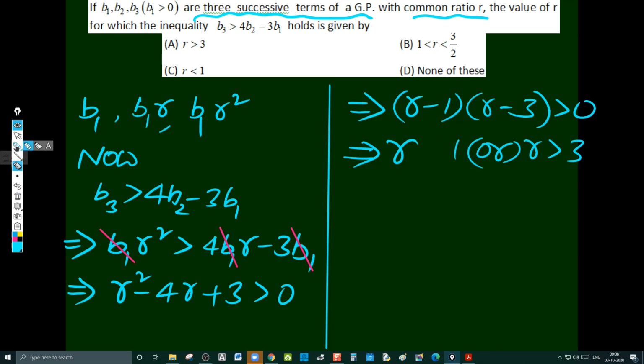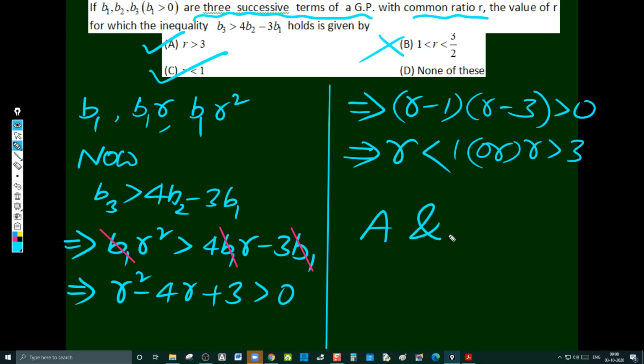Check the options. R greater than 3, A is correct. 1 is less than R, less than 3 by 2. Wrong. R is less than 1, correct. So A and C are the options. A and C. Simple question.